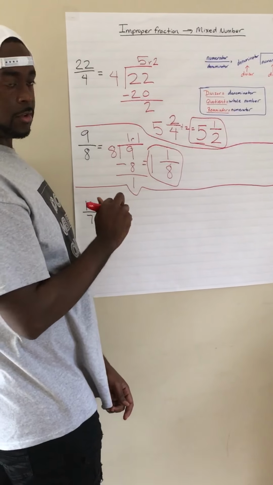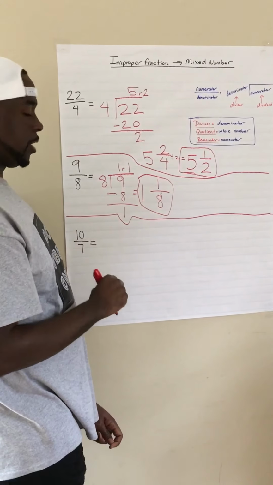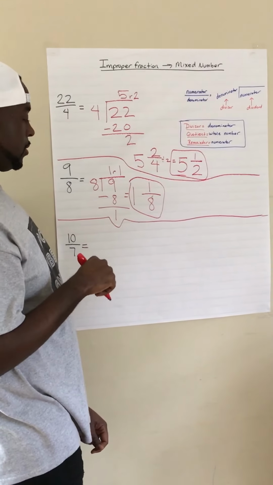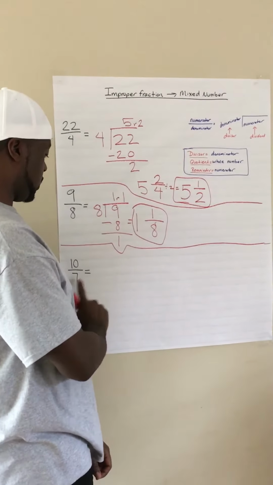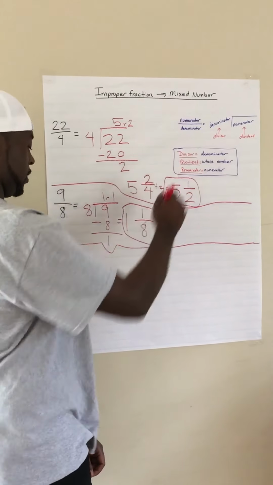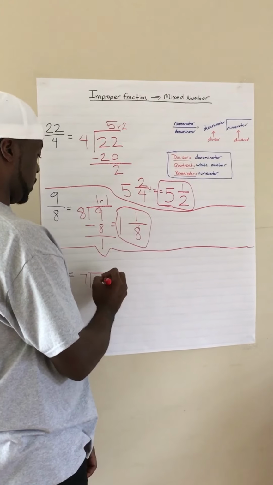So pause the video, and I want you to try to do number 3 on your own, 10/7. And then when we come back, we'll work it out together. Okay then, let's check your work. 10/7. So again, we're going to set it up just like this. So 7 as our divisor, and 10 is our dividend.